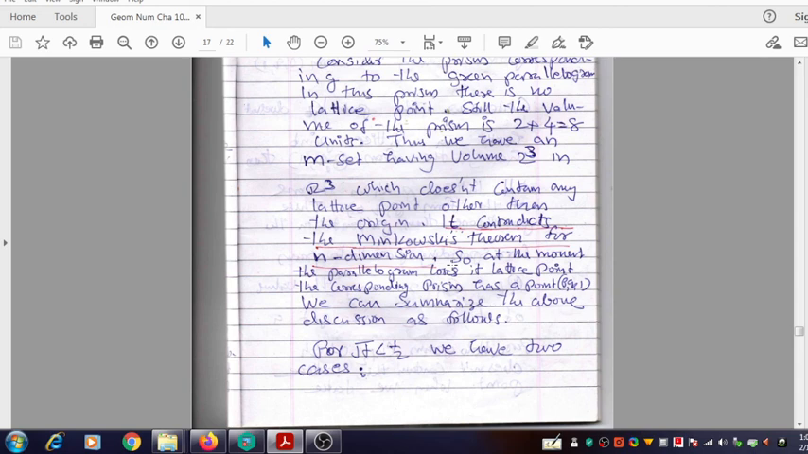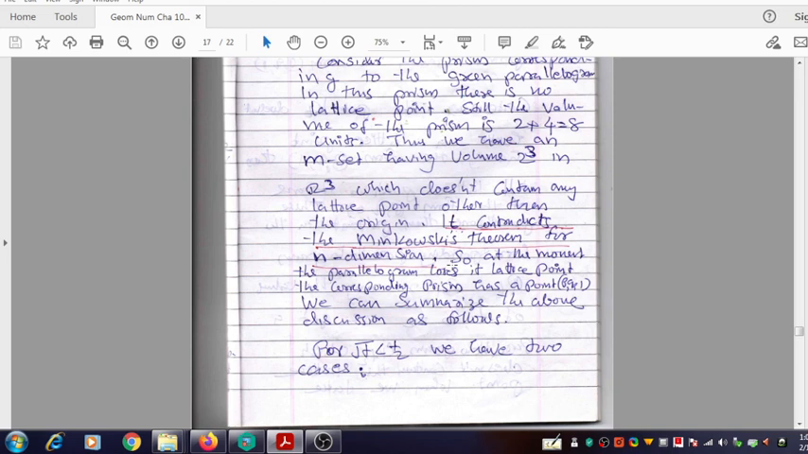Hence the meaning of the theorem is now contradicted. So Minkowski's theorem for n dimensions is contradicted here. So at this moment we have to say that the lattice point does not belong to it. So why did this problem happen?